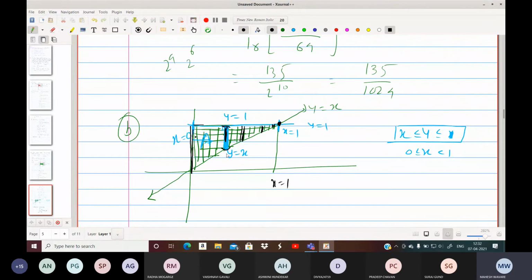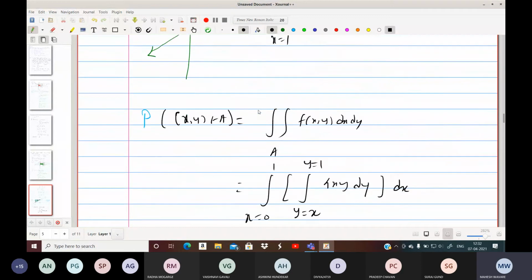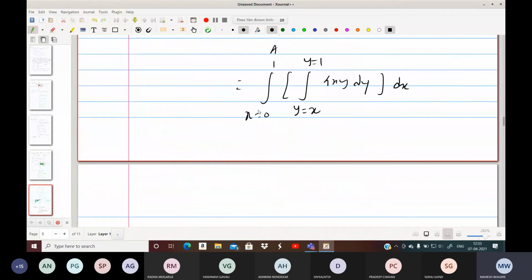So the strip has a lower end throughout this region. The strip has this as a lower end, that is y equal to x, because it is changing, it is not fixed, it is not constant. But the upper end is fixed, that is 1. The strip's upper end is fixed, so the lower end is the variable. And these strips rotate from x equal to 0 to x equal to 1. So likewise, double integration. You can refer to the SMLF to understand these double integrations.